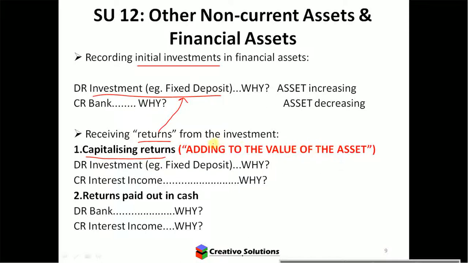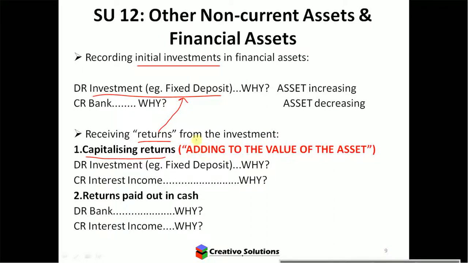So what do I do to the investment? I increase it. How do I increase the value of an investment? Or what type of account is it? It's an asset. Correct. So if it's an asset, what do I do to it to increase it? I debit it. Exactly. So you would debit the investment to increase it, and you would credit the investment if you had to decrease it.